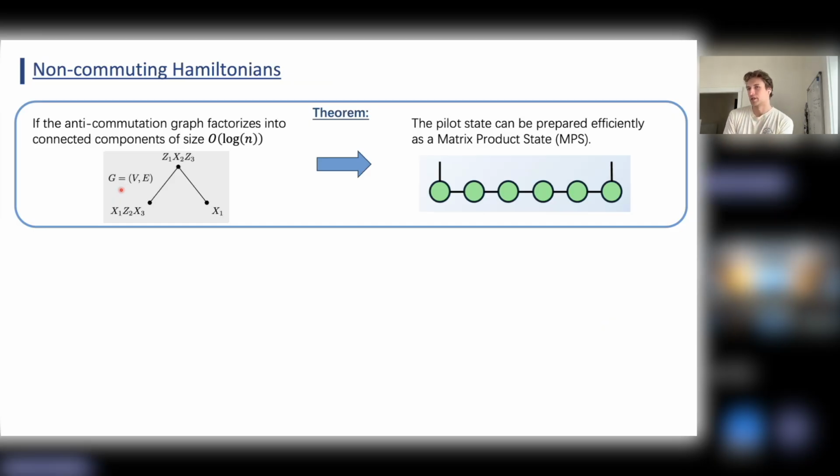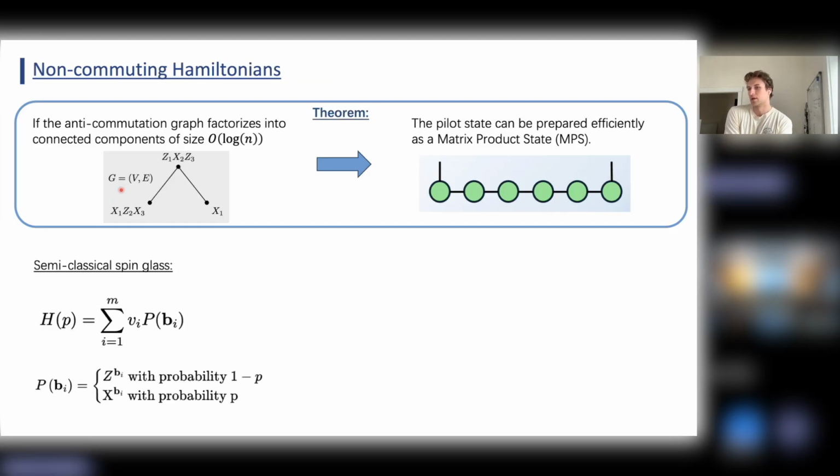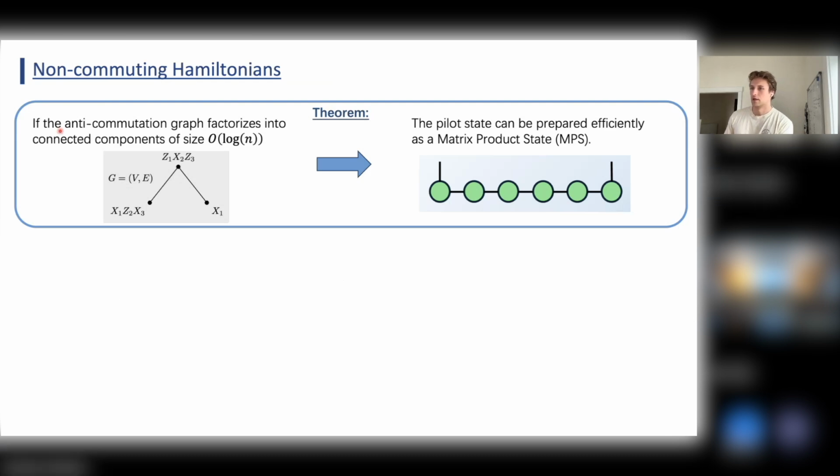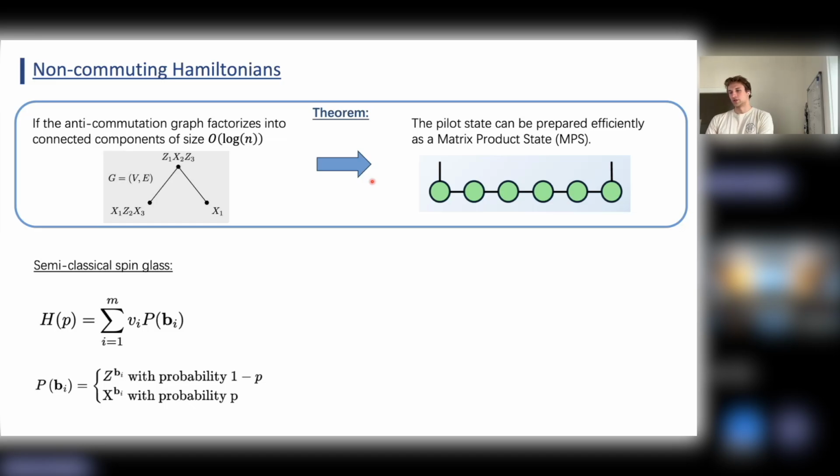Now, the more interesting case is non-commuting Hamiltonians. Again, we have this theorem that if the pilot, so now we have to prepare the pilot state, which is very difficult in general. But if the anti-commutation graph has only log n size components, we can do it efficiently. So we give two applications.